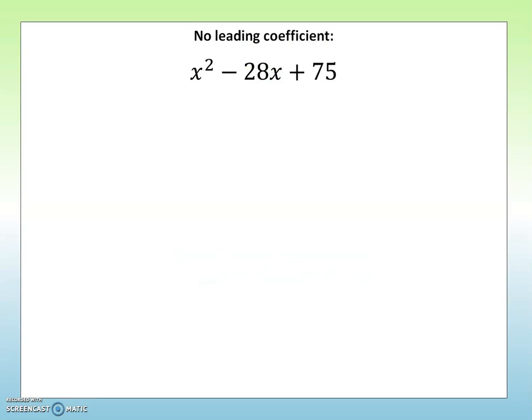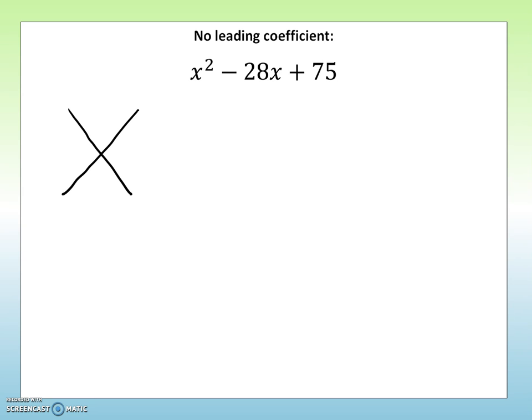You might see some trinomials that don't have a leading coefficient. Right? We don't see a number other than the one that's automatically there. We don't see a number in front of this x squared. We can go right ahead and factor. To do that, we need to find two numbers that multiply to be 75, and those same two numbers need to add up to negative 28. And then the way that we showed you how to organize this in class might have been the area method, or might have been using the x just to organize our thoughts.